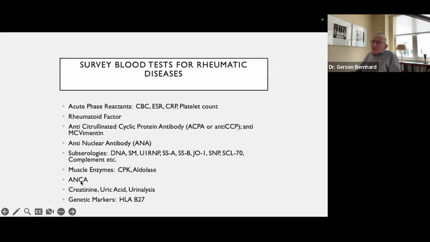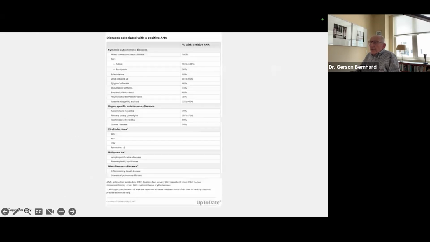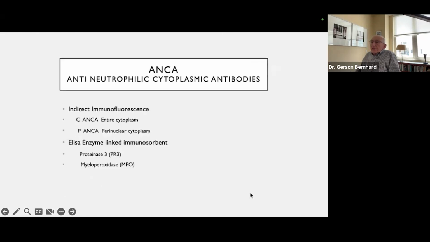We can also use the anti-neutrophilic antibody, so-called ANCA. So let's go on to the ANCA and see where we are with that. So this anti-neutrophilic cytoplasmic antibody is an indirect immunofluorescent way of, you can measure it. Depending upon the pattern that is seen, it is either so-called C-ANCA, which shows immunofluorescence of the entire cytoplasm, or a P-ANCA, which is only perinuclear. And originally it was thought, well, this really separates diffuse granulomatous vasculitis from other forms of vasculitis.